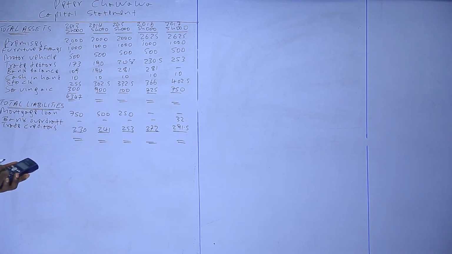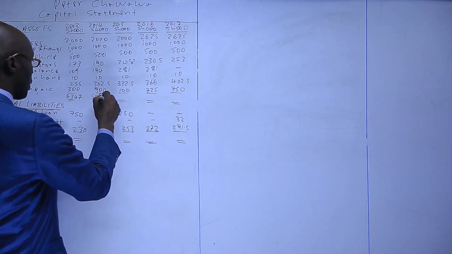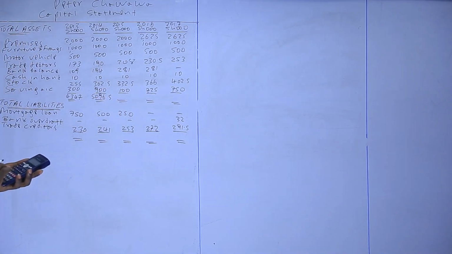We do the next one, 2,000 plus 1,000 plus 500 plus 190 plus 194 plus 10 plus 302.5 plus 900. That gives 5096.5.